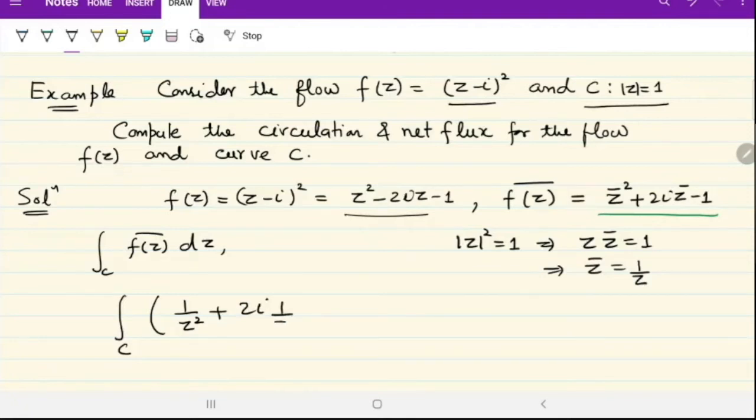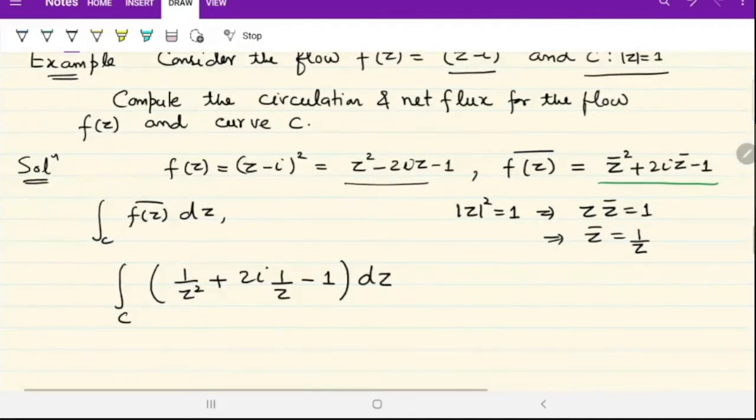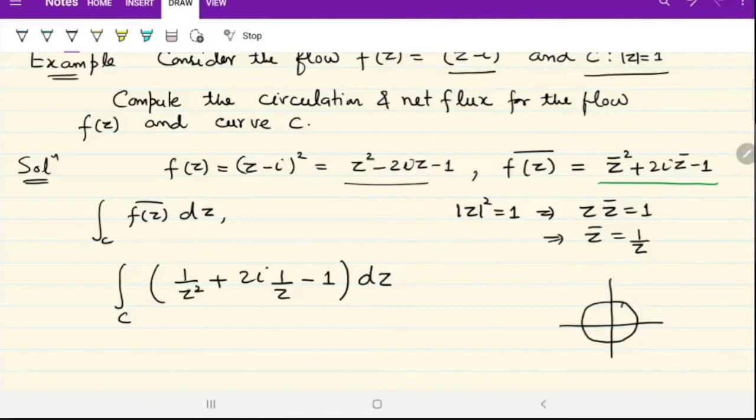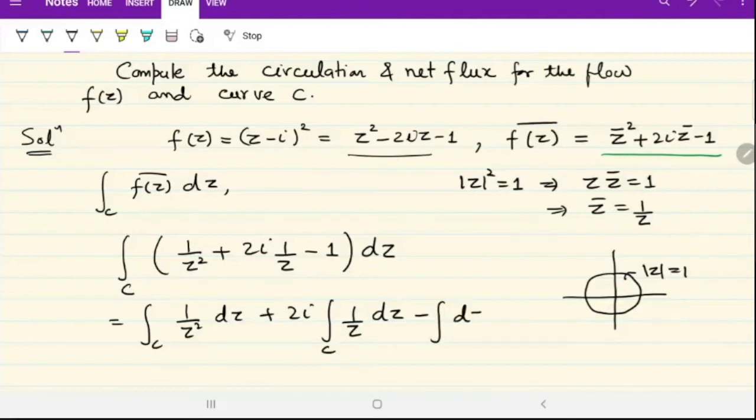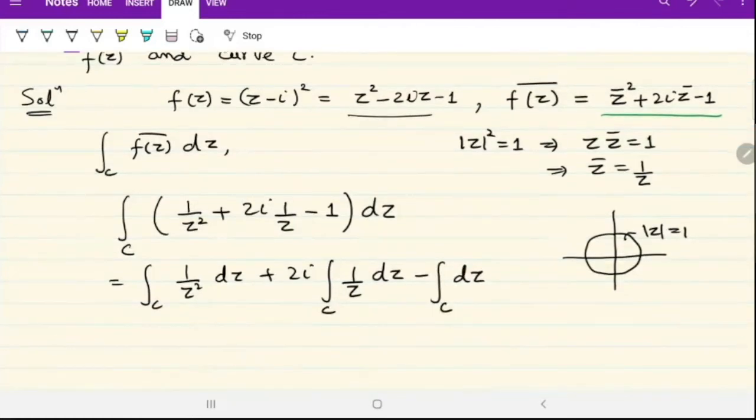Z bar will be 1 over z, and then minus 1 dz. Now you have a simple closed contour, mod z equals 1, in the positive direction. So this integral can be broken into parts: integral of 1 over z squared dz, plus 2i times integral of 1 over z dz, minus integral dz. Now the last integral is 0 because of the Cauchy-Goursat theorem.